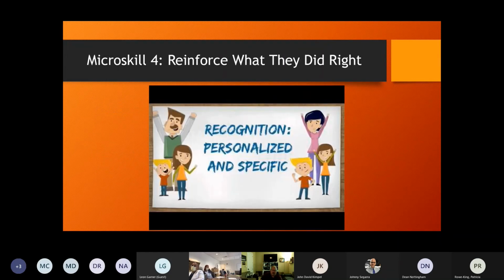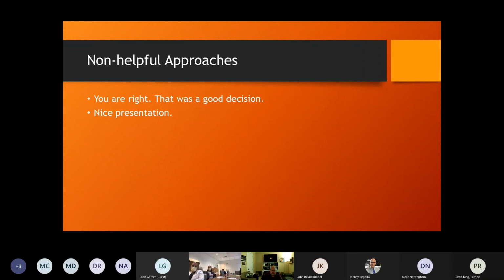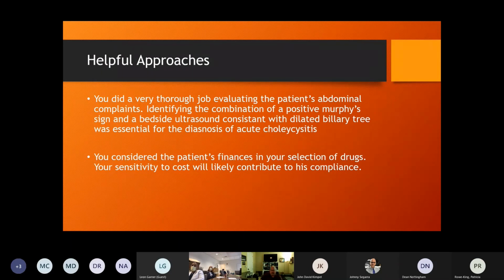Microskill 4, recognize, personalize, and be specific with what they did right. Not helpful to say you are right, that was good, nice presentation. Rather, you did a very thorough job evaluating the patient's abdominal pain. Identifying the combination of a positive Murphy sign and bedside ultrasound consistent with a dilated biliary tree was essential for the diagnosis of acute cholecystitis. You considered the patient's finances in your selection of drugs. Your sensitivity to cost will likely contribute to his compliance.